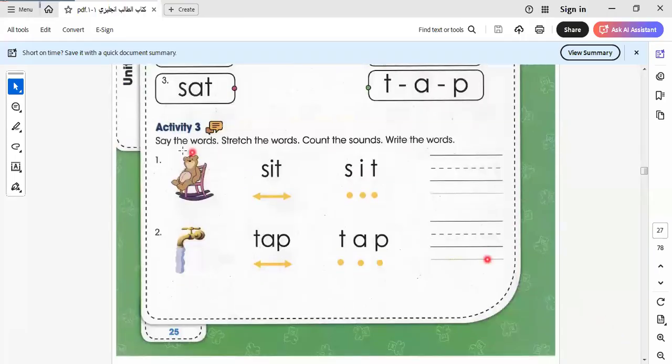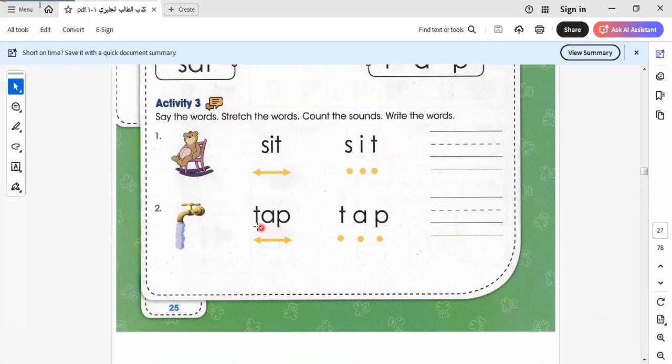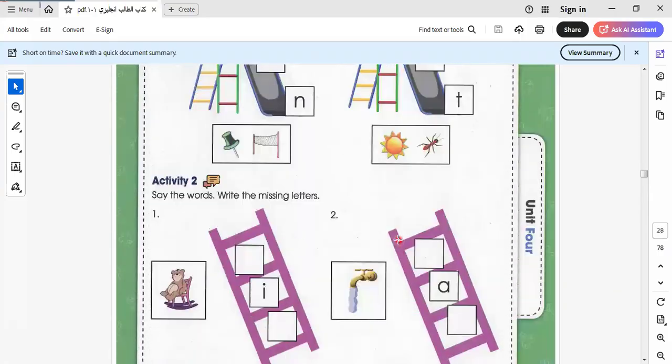Here we say stretch the words, count the sounds and words. Count the sounds and words. Here we have sit. So here 1, 2, 3. There are 3 sounds. Tap: 1, 2, 3. There are 3. Let's go to another one here.